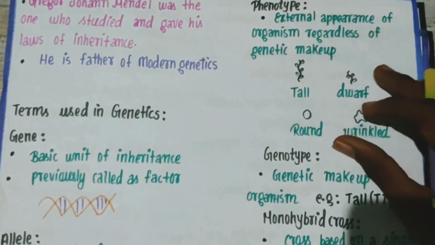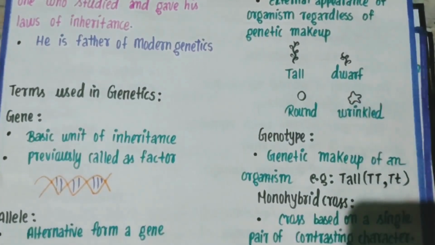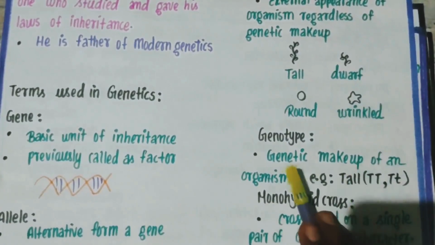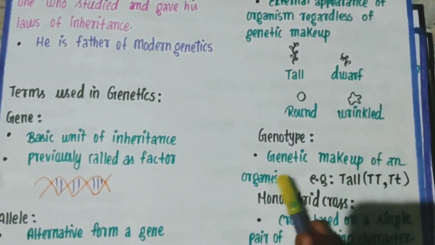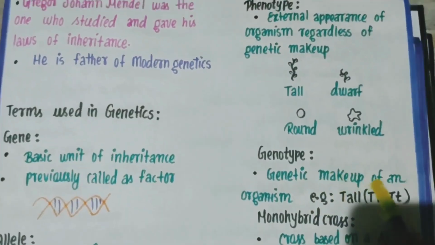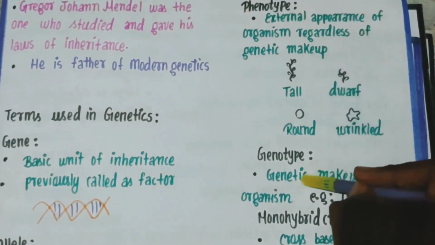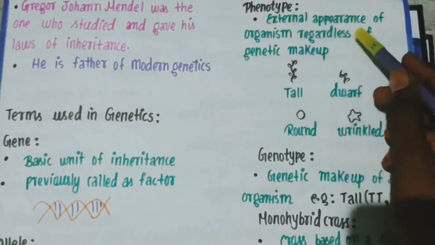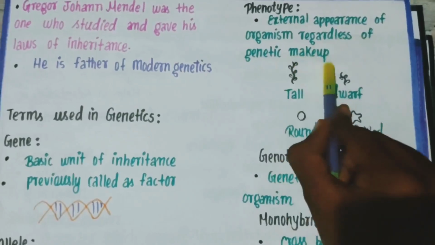So the genetic description is what makes up the genotype. The genetic makeup of an organism is called the genotype. I hope you can understand the description for phenotype and genotype. Phenotype is nothing but the external appearance of the organism, regardless of genetic makeup.